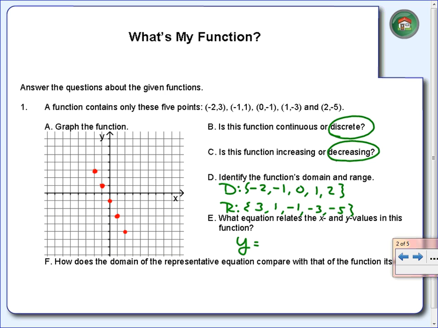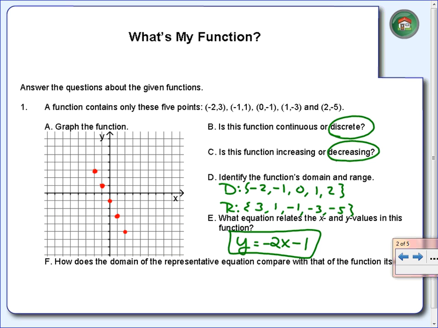What was that? Y equals -2x plus -1, or just minus 1. Same thing, right? All right, so the equation we're looking for here on E is y equals -2x minus 1.